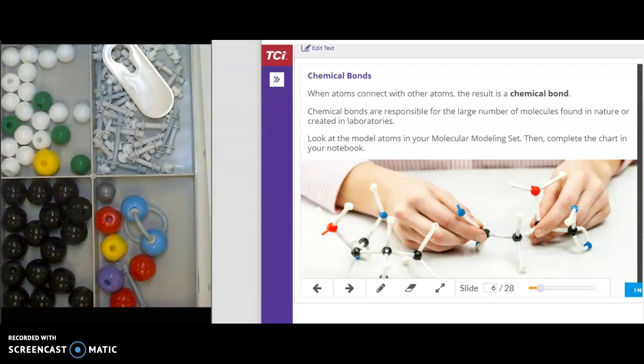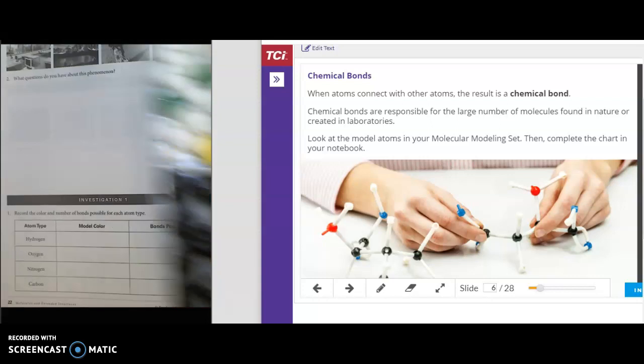Okay, so chemical bonds. When atoms connect with other atoms, a chemical bond results. Chemical bonds are responsible for the large number of molecules found in nature or created in laboratories. Look at the model atoms in your molecular modeling set. Then complete the chart in your notebook.